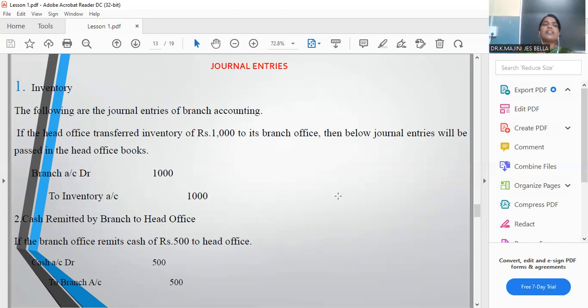Any doubts? The next journal entry is cash remitted by branch to head office. Listen carefully: if the branch office remits cash of rupees 500 to the head office, cash account debtor to branch account, because the head office is receiving money. Debit what comes in, cash account debtor to branch account, credit the giver. Then we'll move on to the next part.